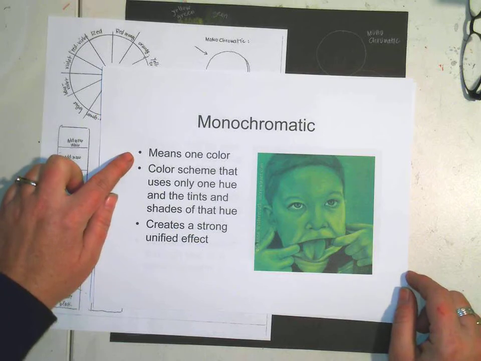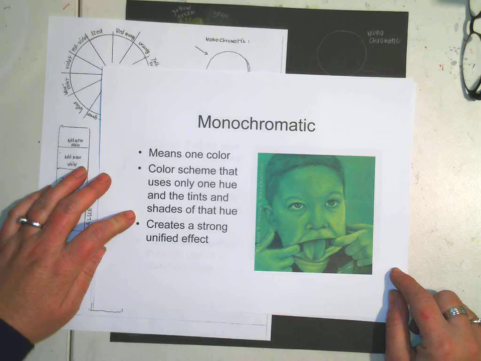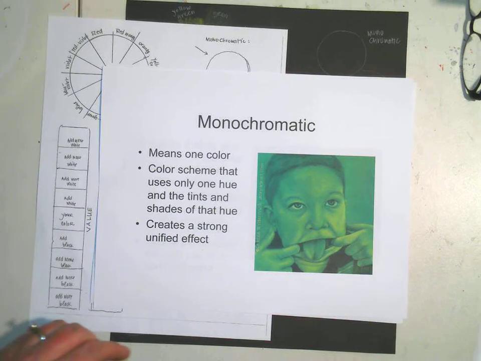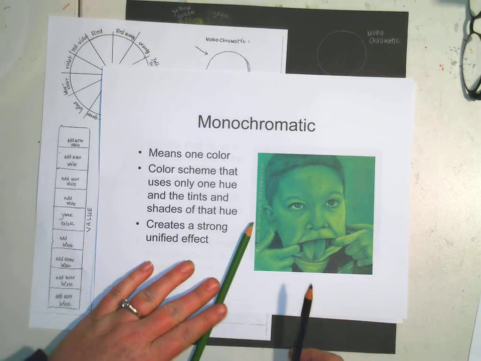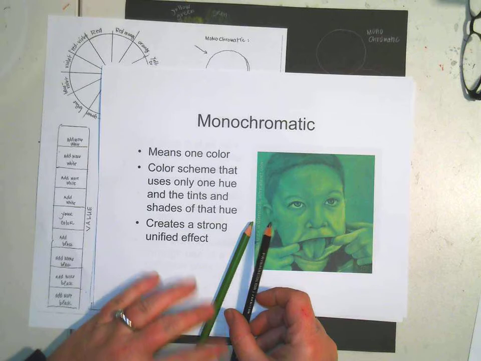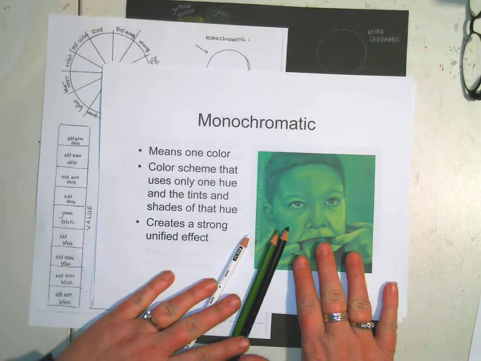Monochromatic means one color and all of its tints and shades. So in order to make a monochromatic color scheme, we would use one single color, like for instance green, like this example on the screen, plus black and white. Those are the only colors that were used to make this little drawing.